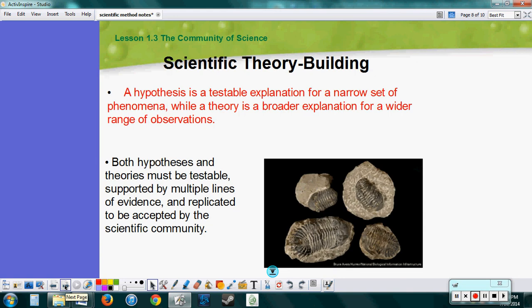All right, sorry for the really loud noise. The hypothesis is a testable explanation for a narrow set of phenomena, while a theory is a broader explanation for a wider range of observations. You need to make sure that you know the difference between hypothesis and theory. Both hypotheses and theories must be testable and supported with different types of evidence. The big difference between hypothesis and theories is hypothesis is still being worked on. It's still being researched. A theory is something that's being presented to the scientific community and is being accepted as, not truth, but as more plausible.